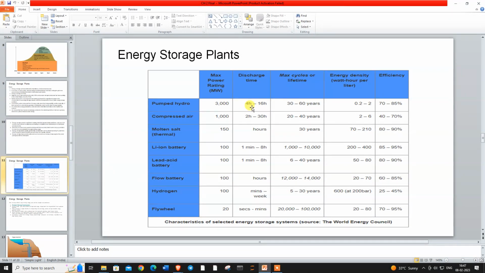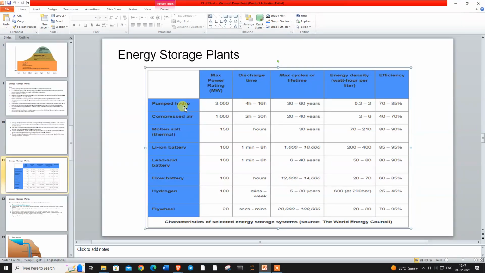It has a discharge time from 4 hours to 16 hours. Okay, and you can see here the life cycle, the maximum cycles or lifetime, the age of that particular plant. They have shown the energy density and the efficiency as well. So there are different parameters.